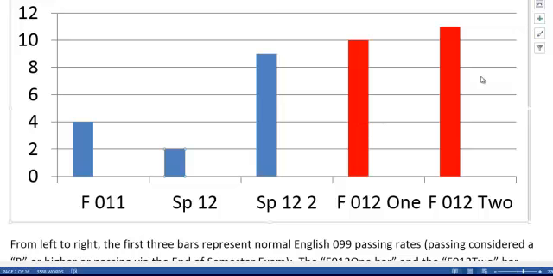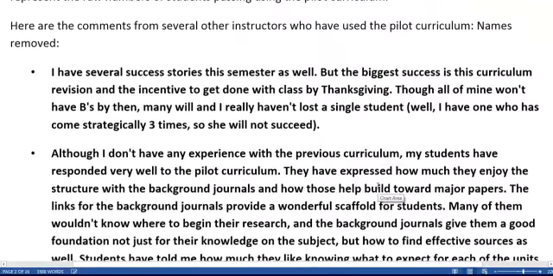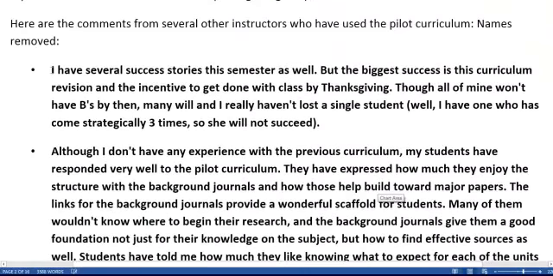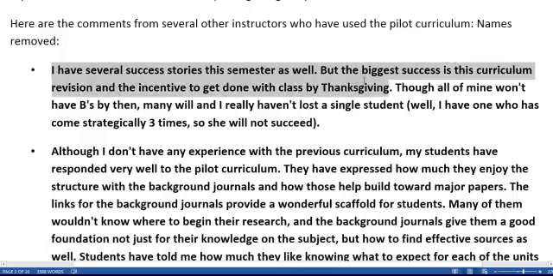As I've mentioned, several other instructors have used the pilot curriculum and they've adjusted it in various ways, but basically they've used the same elements as I have, and I asked them to give some comments a few semesters ago. One instructor commented, "I have several success stories this semester. The biggest success is this curriculum revision and the incentive to get done with class by Thanksgiving." And you'll see that in a minute when we explain the 14-2 structure. It allows some students to finish early, and some students who are very busy find that a great incentive.